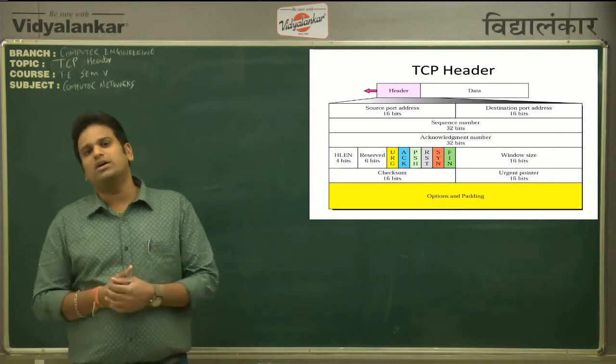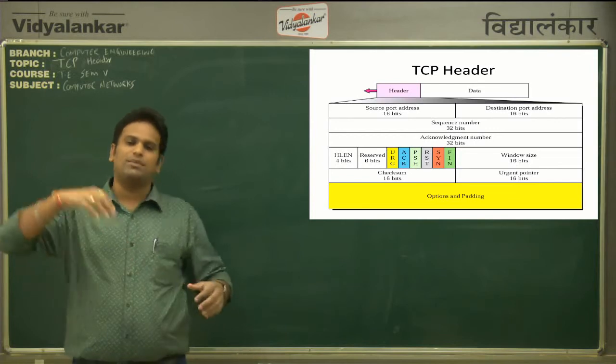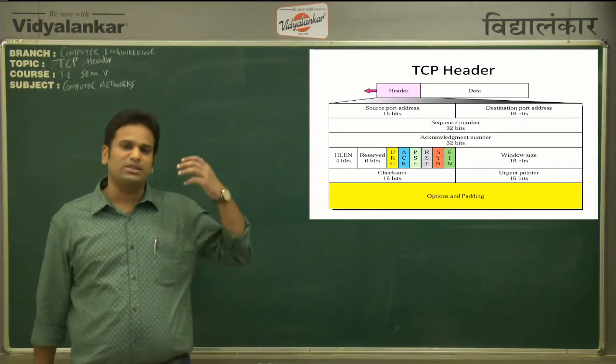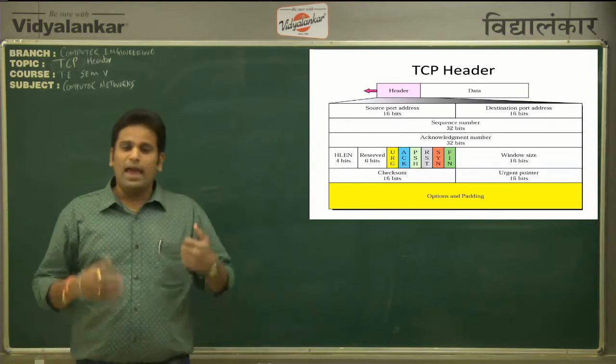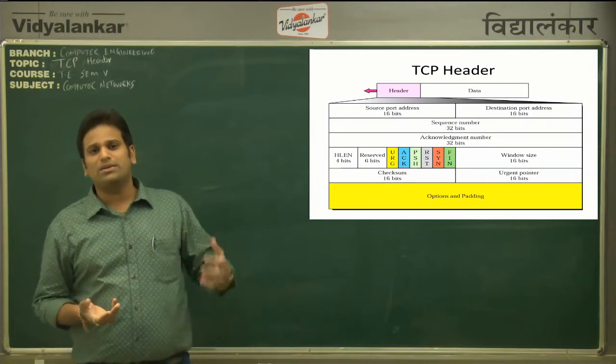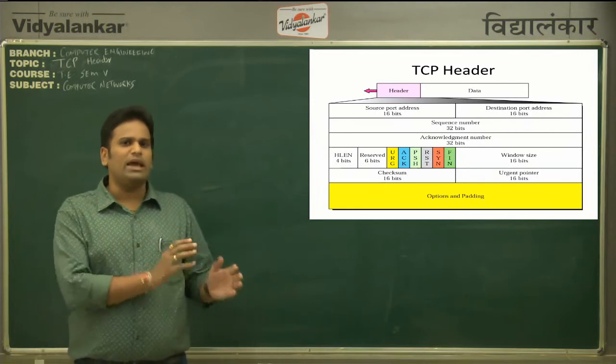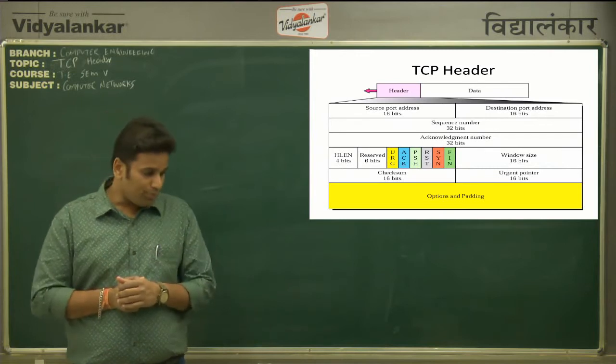Checksum is an error detection mechanism. The checksum is calculated at the sending side, and the checksum is calculated at the receiving side, and then if there is any error when the checksum is calculated at the receiving side, the segment is discarded.